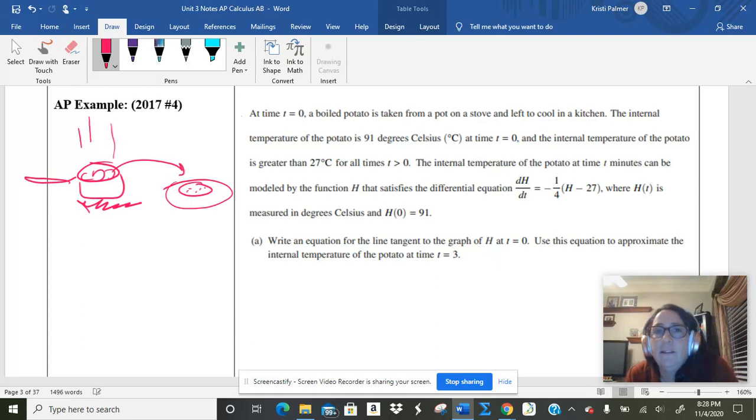Okay. The internal temperature of the potato is 91 degrees Celsius when the time is 0. So boom, take it out. The very first thing it is 91 degrees. Okay. And the internal temperature of the potato is greater than 27 degrees Celsius for all t greater than 0. So it always stays greater than that. That must be like room temperature. The internal temperature of the potato at the time in minutes can be modeled by this differential equation.